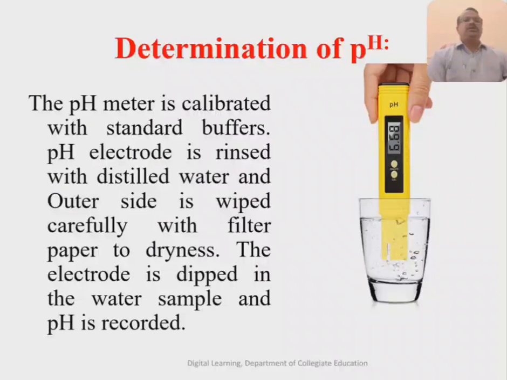pH is determined by using a pH meter. Commercially available pH meters are used. The pH meter is calibrated with the standard buffers. The pH electrode is rinsed with distilled water and the outer side is wiped carefully with filter paper to dryness. The electrode is dipped in the water sample and the pH is recorded.